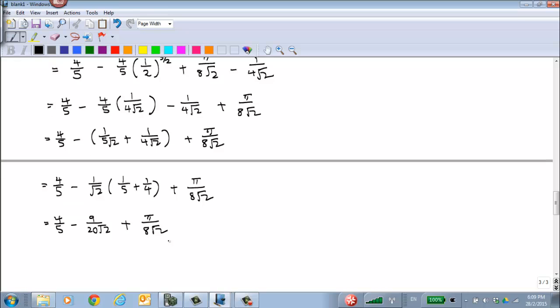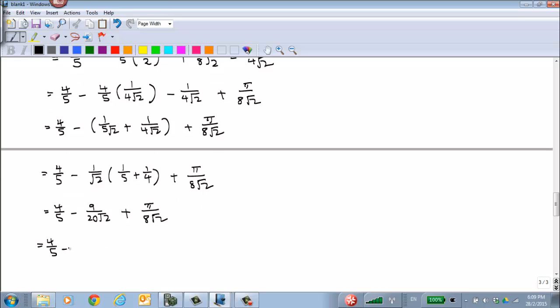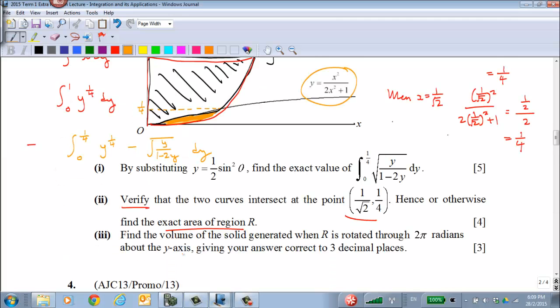And if you actually want to get the answer at the back, basically what you actually need to do is to rationalize it, giving you the answer given to you in the answer key. Okay, so this is the way to actually solve for the area.